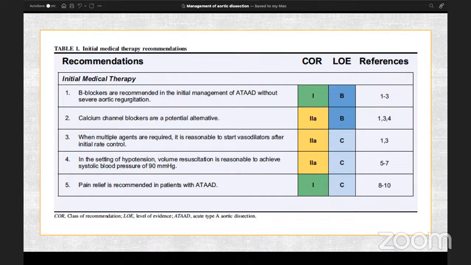One comment about anti-impulse therapy. Do you guys know the concept of delta P over delta T, dP/dt? Has anybody read about this before?